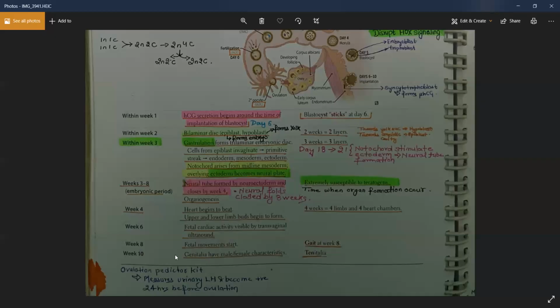So Step 1 can ask you about this week 10, very important. Step 1 can ask you about this week 4. This is also very important. They will ask you about this week 3 to 8, about all the teratogenic drugs and the neural folds.